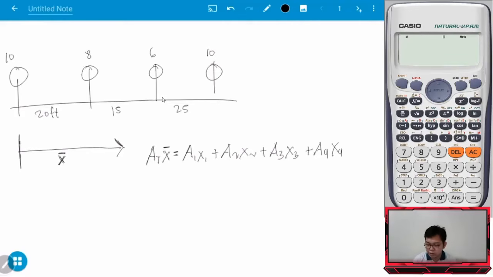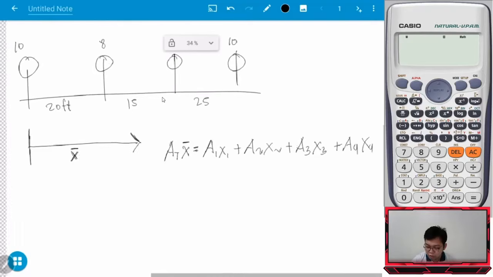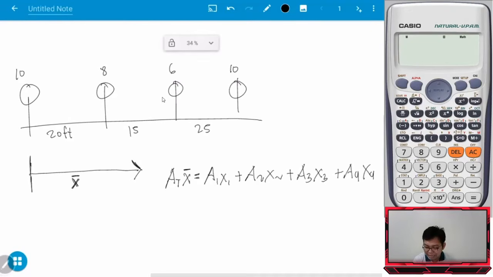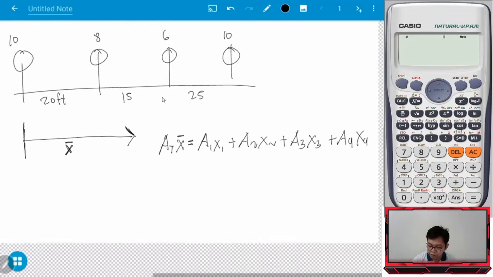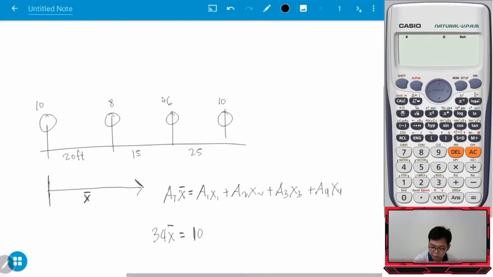Okay? So, first, let's try to solve for the total area. Lalagay ko na dito, no? Ano yung total natin? 10 plus 8, 18 plus 6, 24 plus 10, 34. So, 34. Okay? Barred x, which is yung unknown, must be equal to, ano yung area 1? 10. Okay? By the way, this is area 1, ha? Ito yung area 1, 2, 3, and 4. Okay? So, yan yung areas natin.